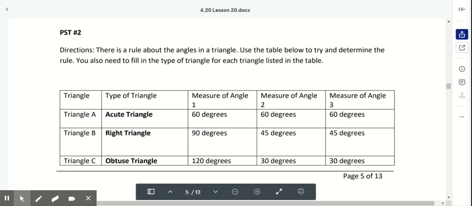Triangle B has two angles that are acute angles, and then it has one angle that is 90 degrees. So that lets us know that it is a right triangle. Triangle C has two angles that are acute angles, and then it has one angle that is 120 degrees. Now remember we said earlier that every triangle has two acute angles, and then we can figure out the type of triangle that it is by the third angle.